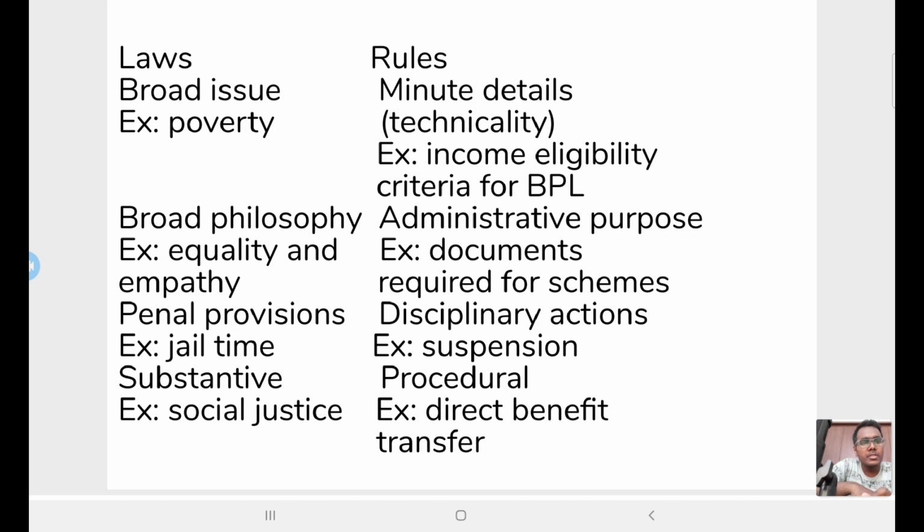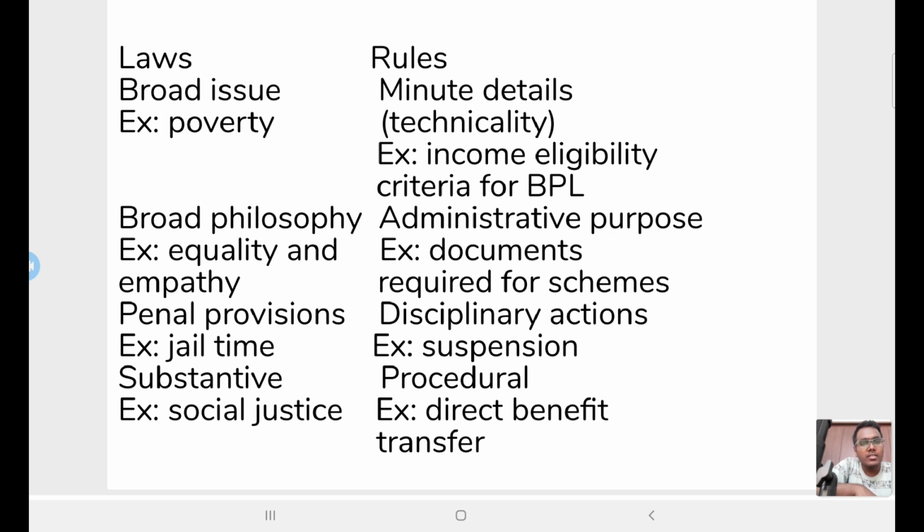However, rules are majorly for administrative purpose. For example, the philosophy for a law can be equality and empathy. On the other hand, for administrative purpose, we might require documents for schemes. Based on equality and empathy, we might have certain social welfare schemes. However, what documents are required so that the scheme becomes applicable comes under the rules part. Laws generally have penal provisions, for example jail time, and when you violate some rules, you generally do not face such serious actions. You might face disciplinary actions, for example suspension.